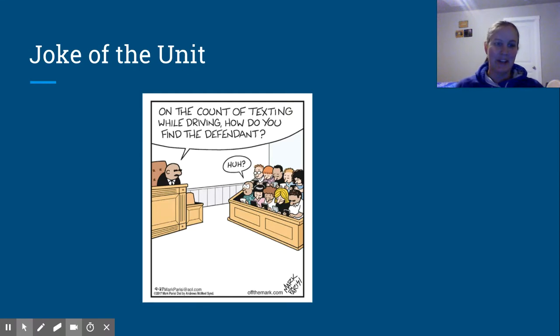So isn't that a pretty common thing in today's world, the technology kind of interfering with the things that we're supposed to be doing? But I found this to be very appropriate for the things we're learning about in this unit because we're learning about crimes. Texting while driving just so happens to be a crime that somebody could commit and be charged with. So there's your joke of the unit. Hopefully you thought that was pretty funny. I kind of liked that one.